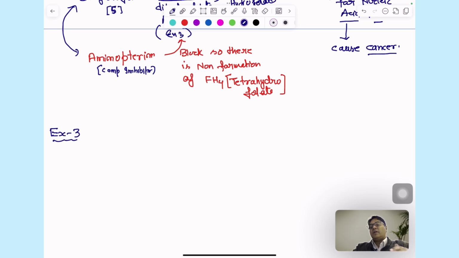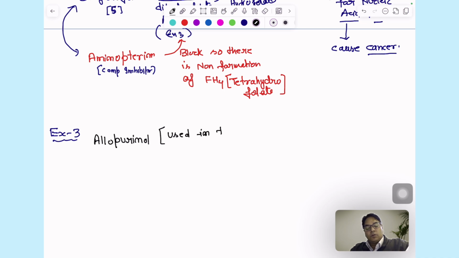We also use another drug, allopurinol. So let me write the name of the drug first. The drug is allopurinol. It is a competitive inhibitor. Now what does it do? It is used in controlling gout. It is used in the treatment of gout.